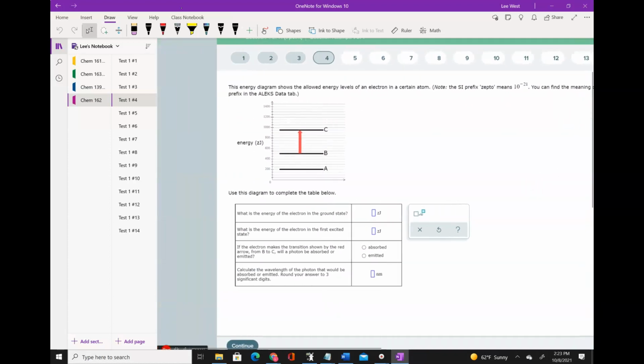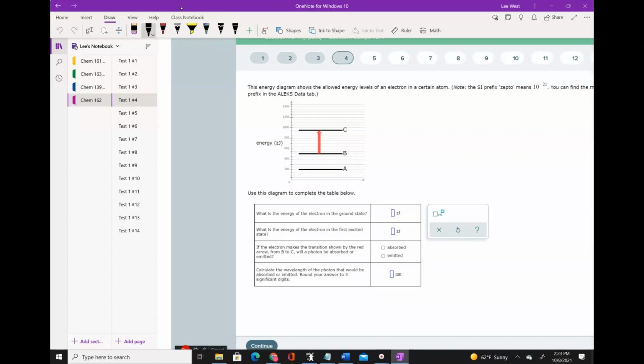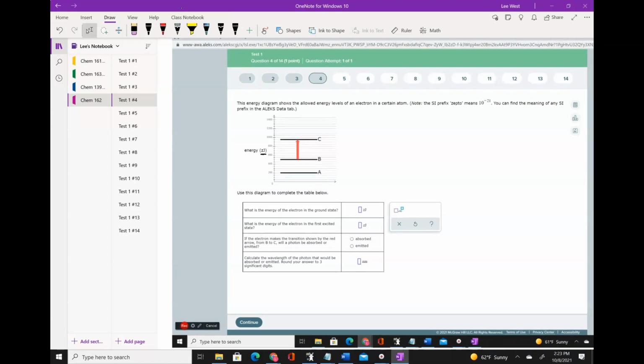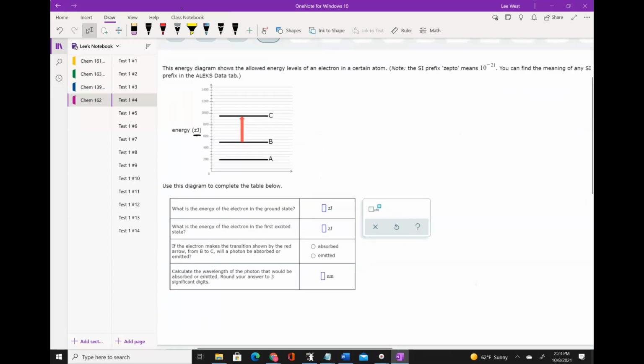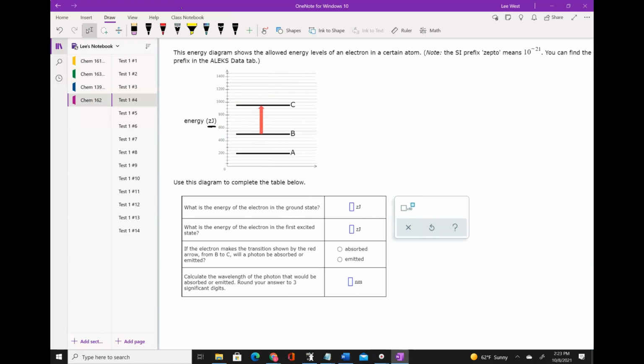All right, this is interesting. You're given an energy level diagram, and the energies are numerically marked on the y-axis. They're in zeptojoules, so tiny little amounts of energy. 10 to the minus 21 joules is a zeptojoule. And then you just have to answer various questions. So read the scale carefully, make sure you're not making any errors.